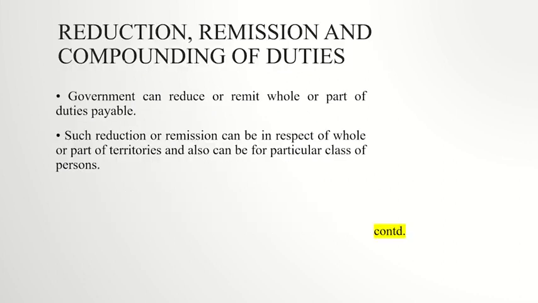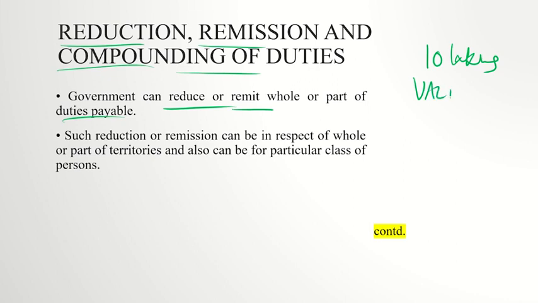We can come to the next concept, reduction, remission and compounding of duties. The government can reduce or remit the whole or part of duties payable. Suppose I have to pay 10 lakhs. I will go ask the government, please, I don't want to pay 10 lakhs, make it 5 lakhs, and I give a valid reason. The government has the power to reduce the stamp duty or remit the whole or part of the duties payable. We have to understand this very carefully.